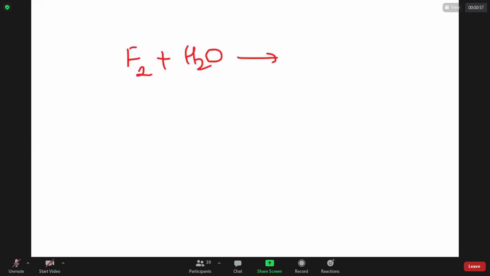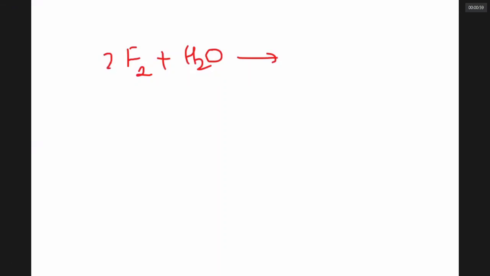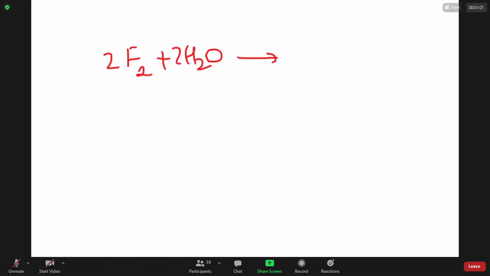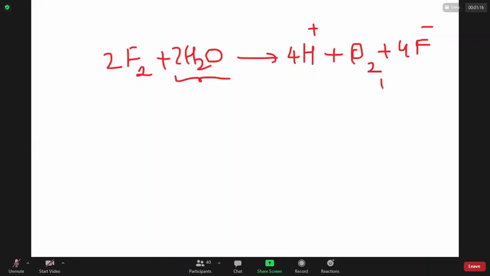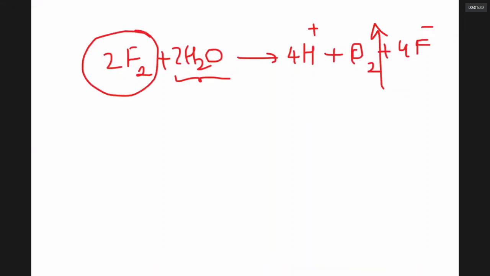When chlorine reacts with water, you are getting... Sir, two water molecules are there. Tomorrow noble gases. Let us see, sir. It depends on if we can complete today. Sir, we are getting O2 and 4F minus. This reaction can happen in darkness also. Oxygen gas is liberated. Fluorine is the only element that can readily release oxygen gas with water.